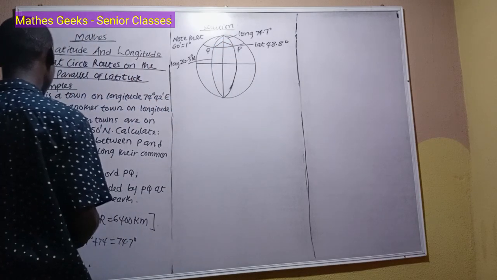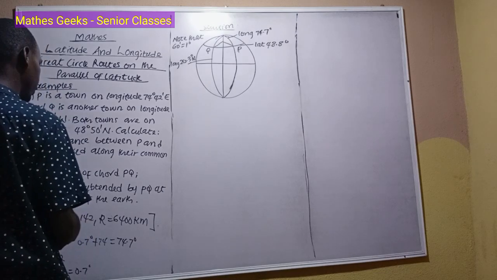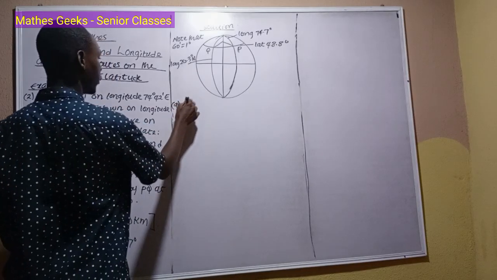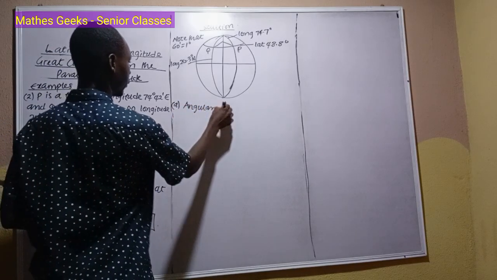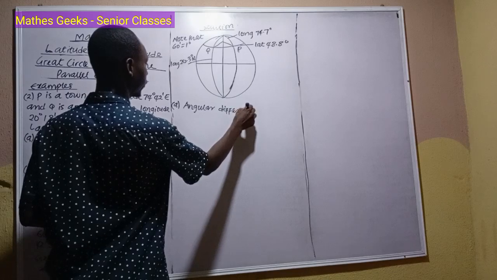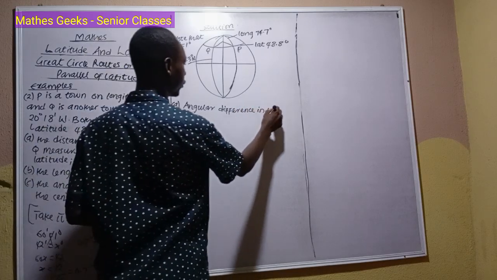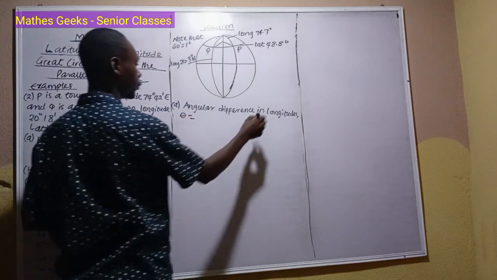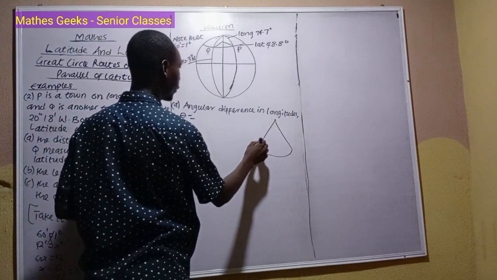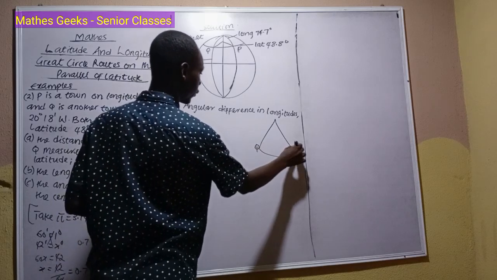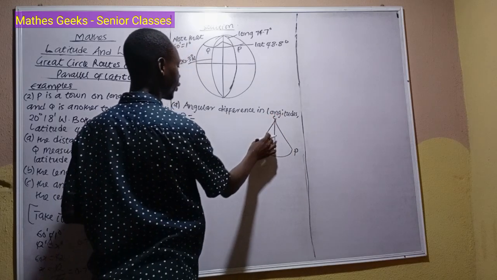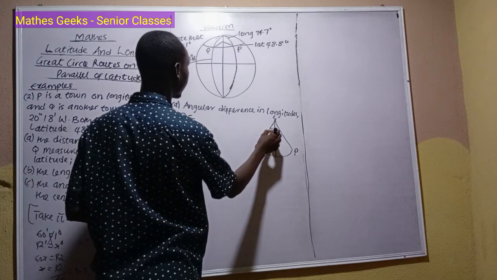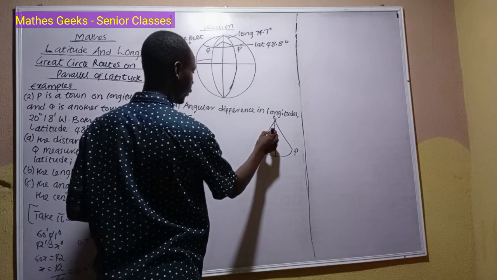Okay, so now let's proceed. A says the distance between P and Q measured along their common latitude. So the angular difference in longitude, theta, is equal to the angle at the center of the small circle, C, between Q and P. P is 74.7 and Q is 20.3 degrees west.